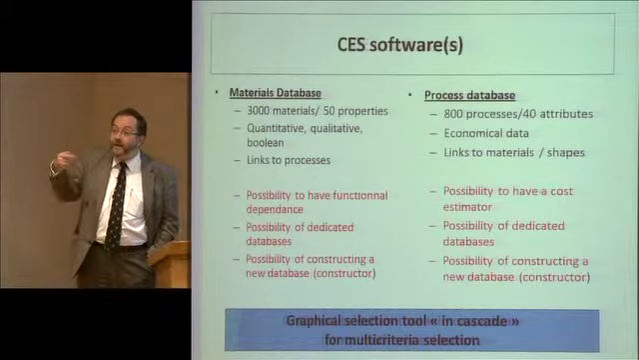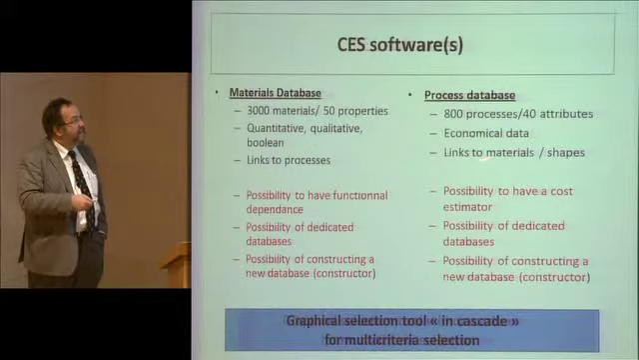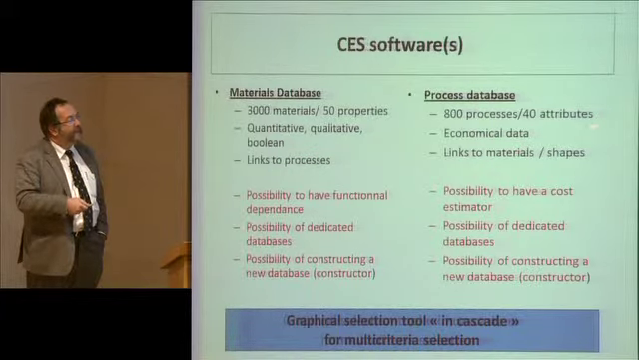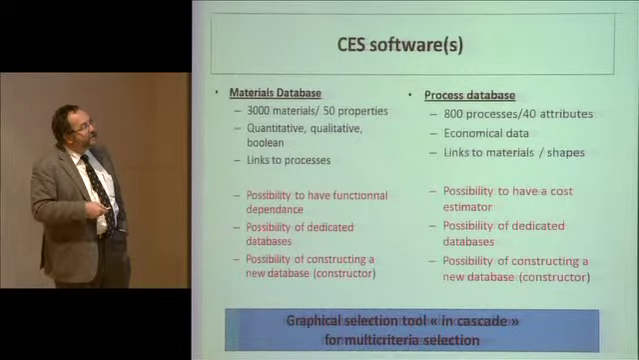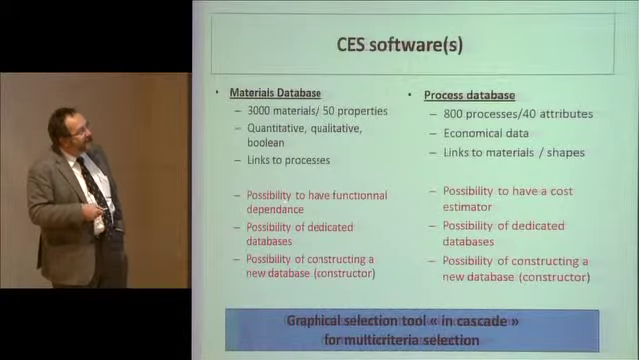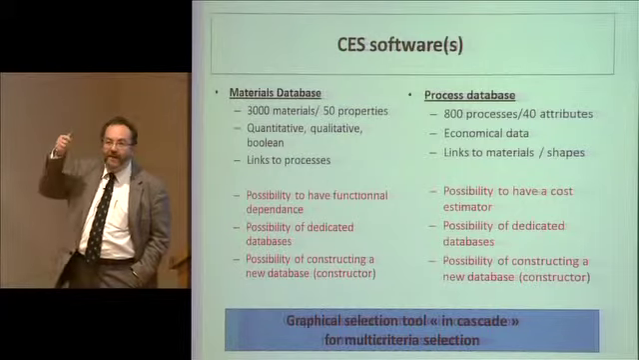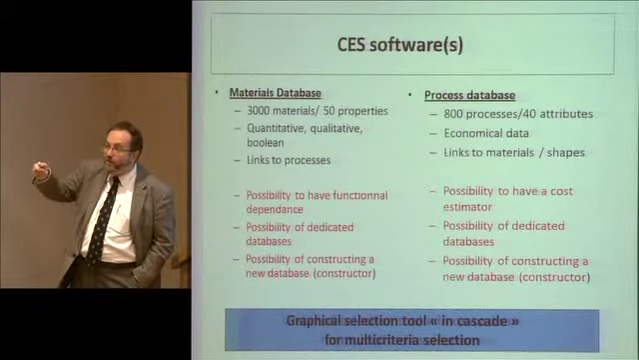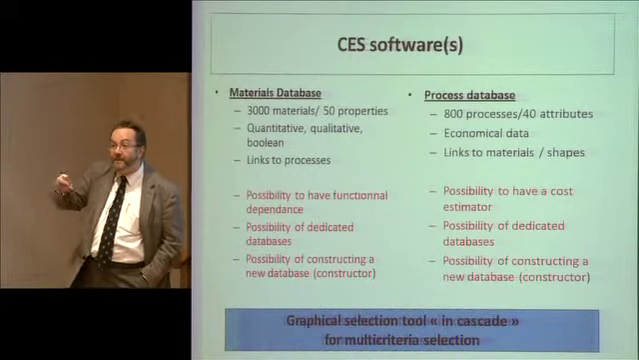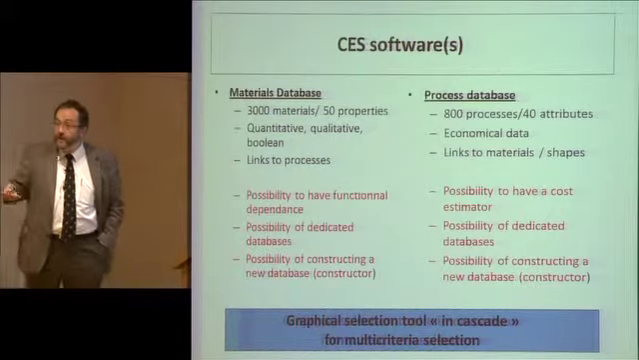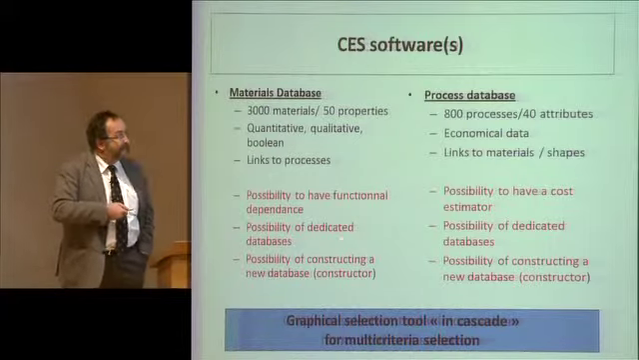There's economical data to allow you to have a quick cost assessment, and then you have links to materials and possible shapes. So the different specializations that have emerged in recent years is the possibility to have functional dependence. It's not just a property per se, but a property that depends on the temperature. You can have a database that has functions of properties. That's what Schneider Electric does for circuit breakers, for instance.